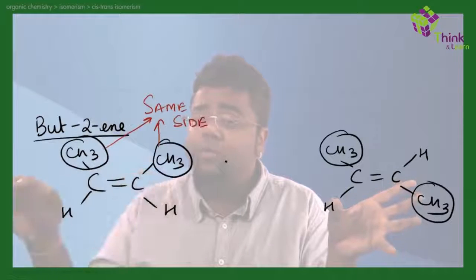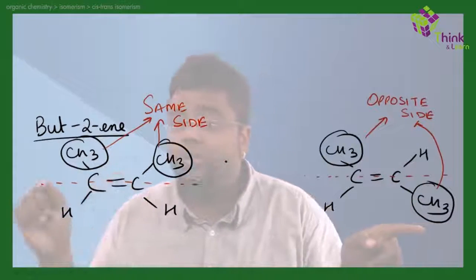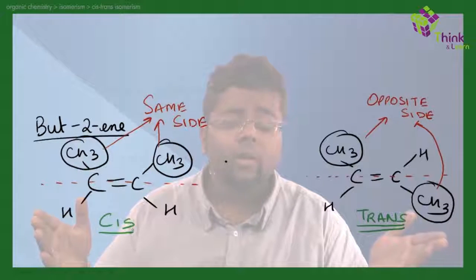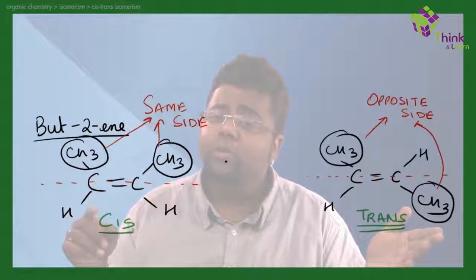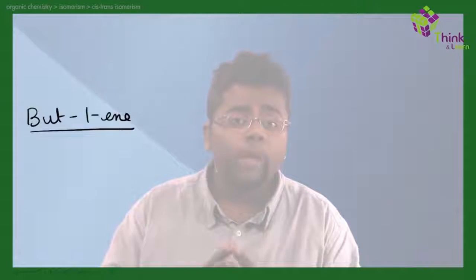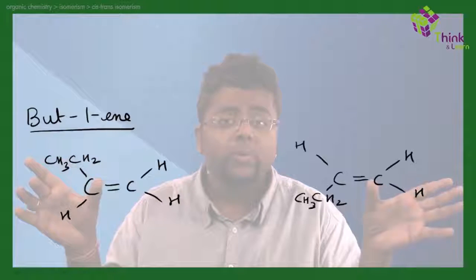CH3 on the same side of the horizontal plane, CH3 on the opposite side of the horizontal plane. So this is cis-butene and this would be trans-butene. But if I change the position of the double bond and talk about a position isomerism of butene, which will be but-1-ene, this would be the spatial arrangement and this would be the spatial arrangement.